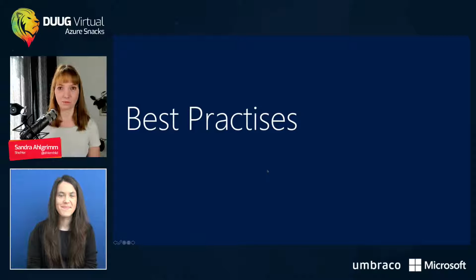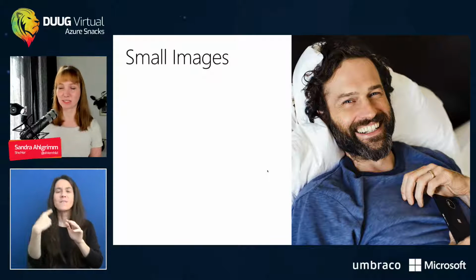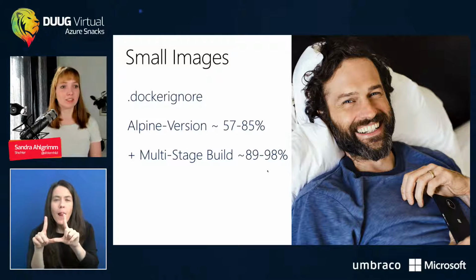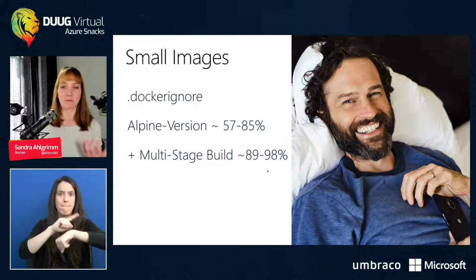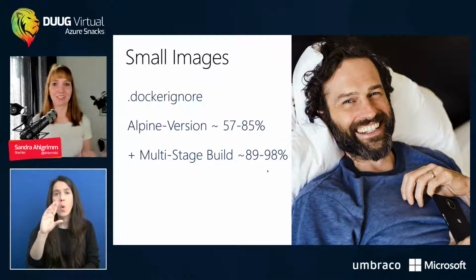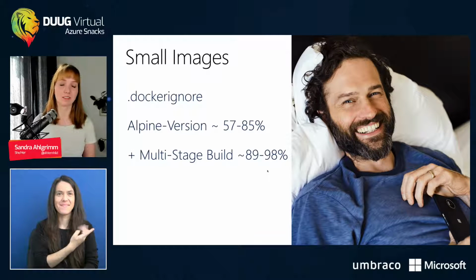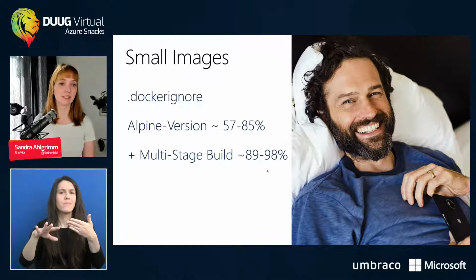So talking about best practices, you should always go for small images. That will speed things up so much. You can apply that by using the .dockerignore file. So it's like .gitignore. You just add everything that's not needed to be deployed somewhere. It can be logs or something else.